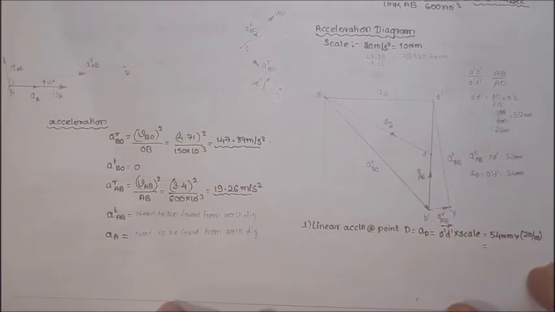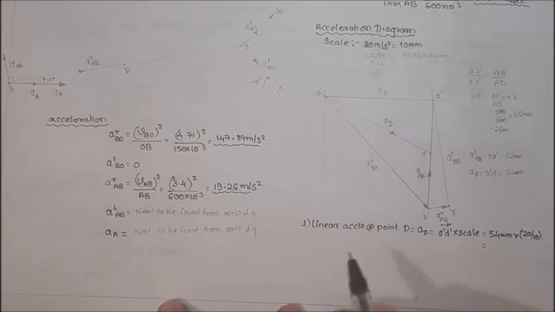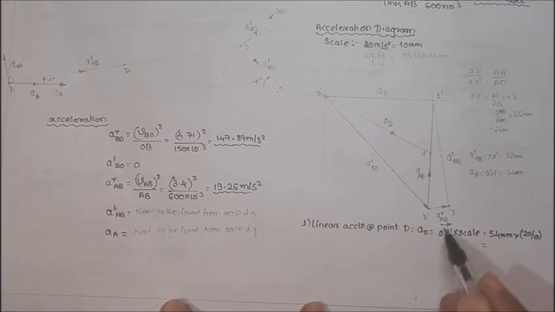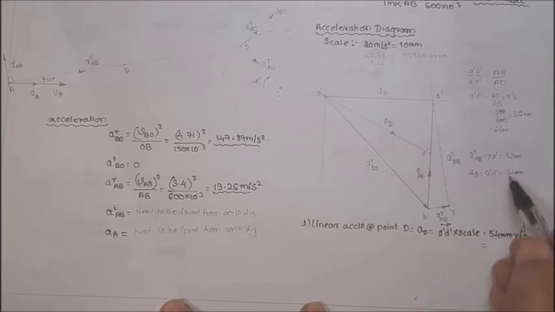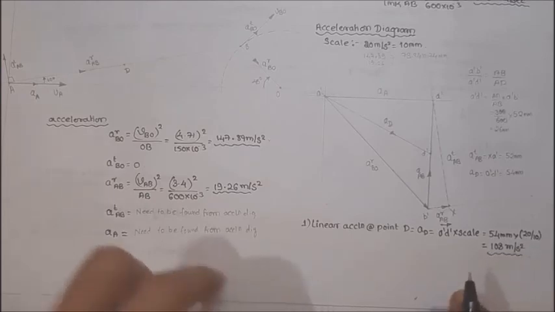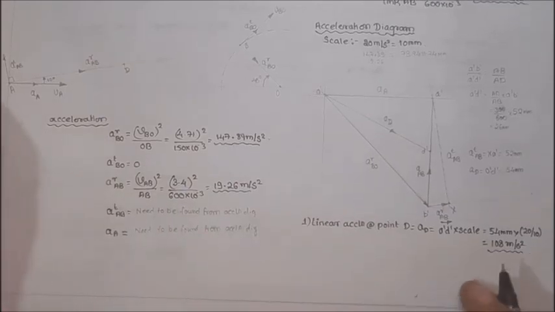I'm repeating once again, I'm not able to see. Linear acceleration at point D equals vector O dash D dash into scale, that is 54 mm into 20 divided by 10. So when we did it, we got a value equal to 108 meter per second square. This is the linear acceleration at point D.